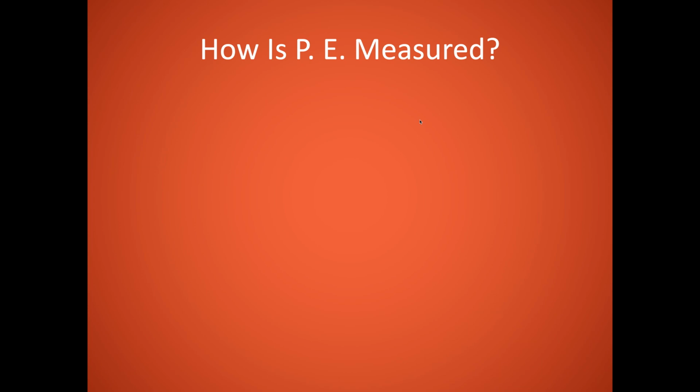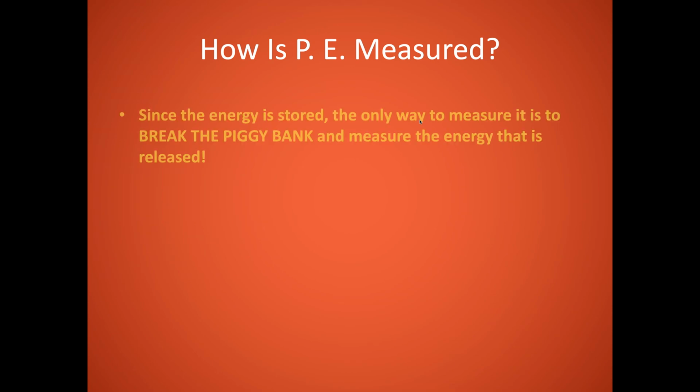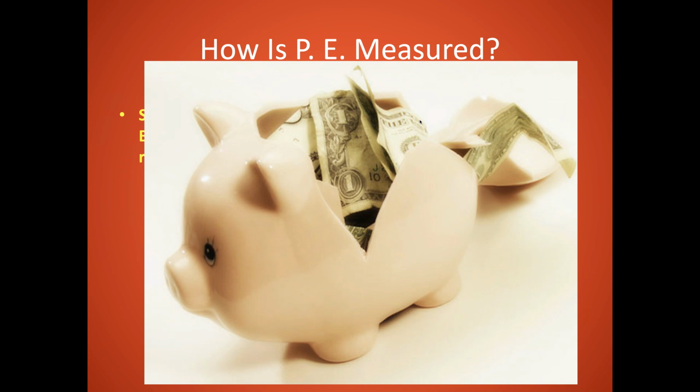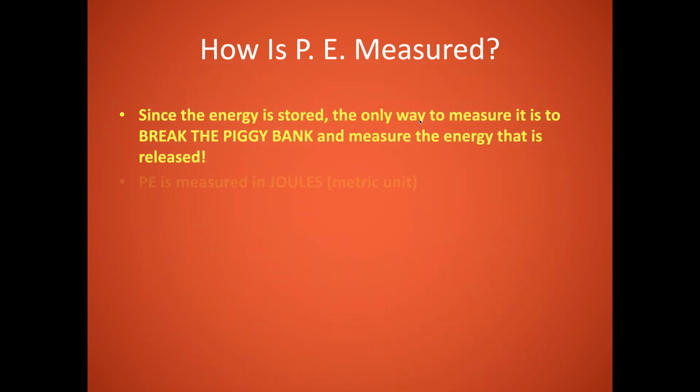You can't measure something stored directly. You have to convert it first. So what you can measure is how much potential energy was there before I released it. So what you do is you break the piggy bank and you measure how much money there is in there. So we use a device called a calorimeter. I'll show you how that works.